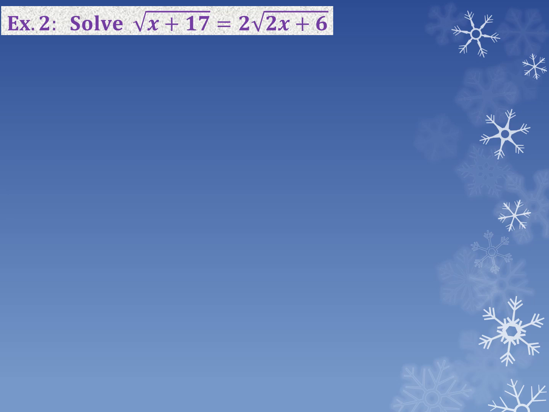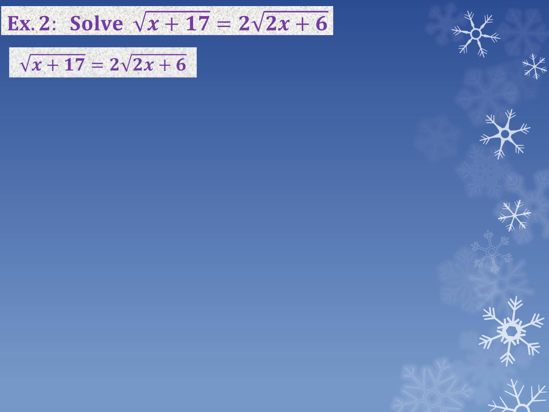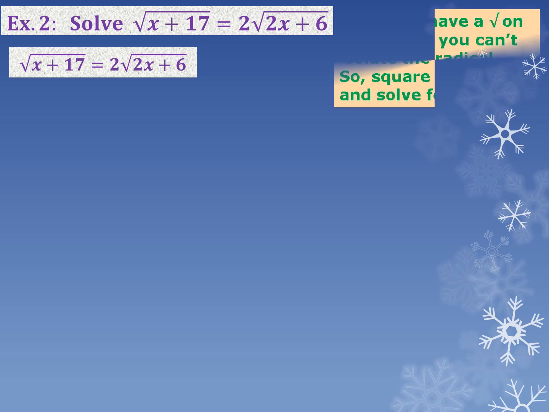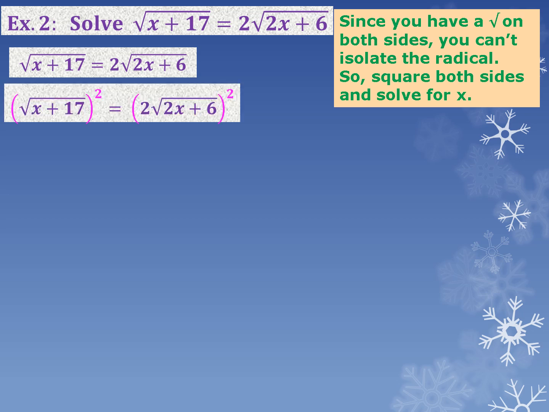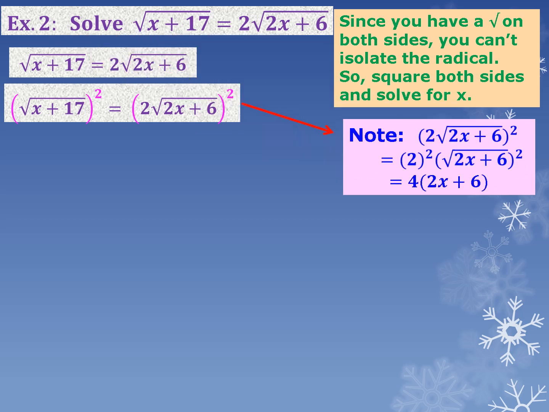Okay, so in this case, we're not able to isolate the radical. We just need to make sure that we have only one radical per side. All right, so since we can't isolate just one radical, we're going to jump right in and square both sides. Since we have a radical on both sides, we can't isolate it, so we're going to square both sides. Now, when I square the left, that gives me x plus 17. When I square the right, it's a little bit different, and let's look why.